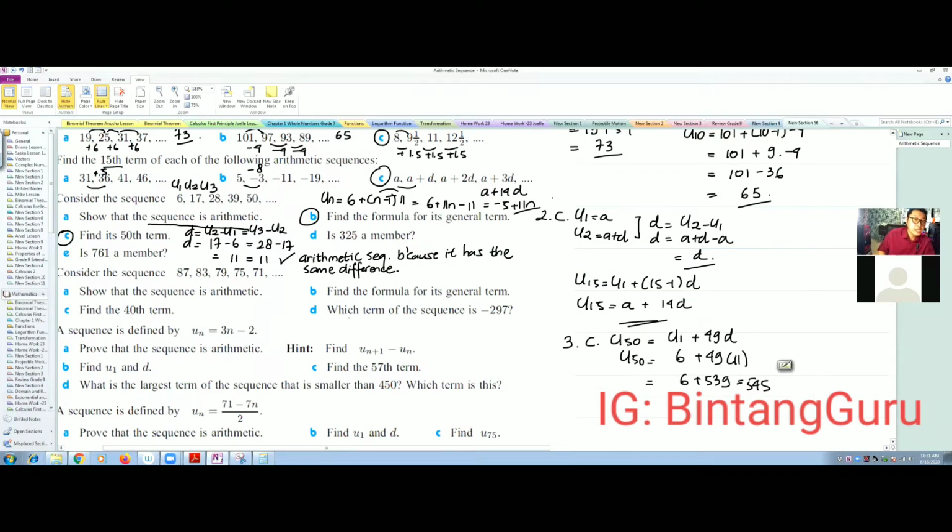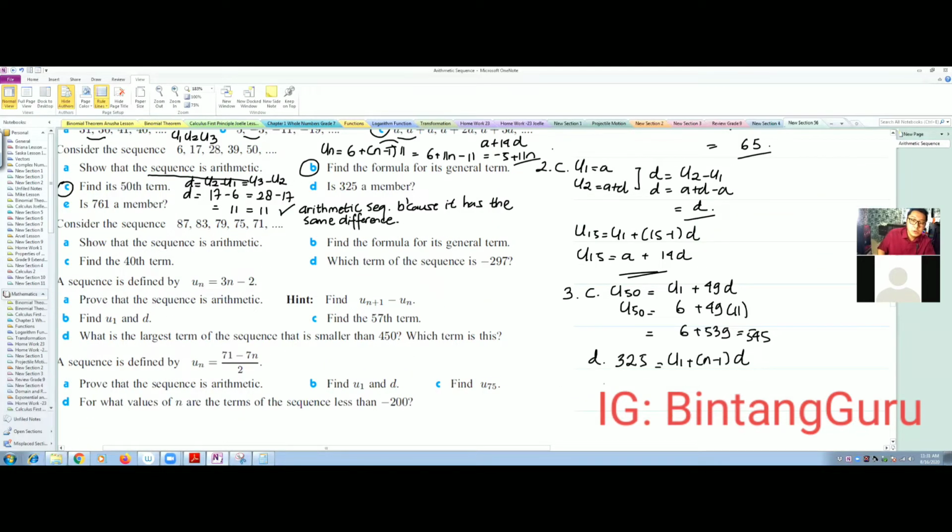Okay, and D, is 325 a member? So we have to check whether 325 is a member. We apply the formula Un equals U1 plus n minus 1 times d. So 325 equals, U1 is 6, plus n minus 1 times 11.